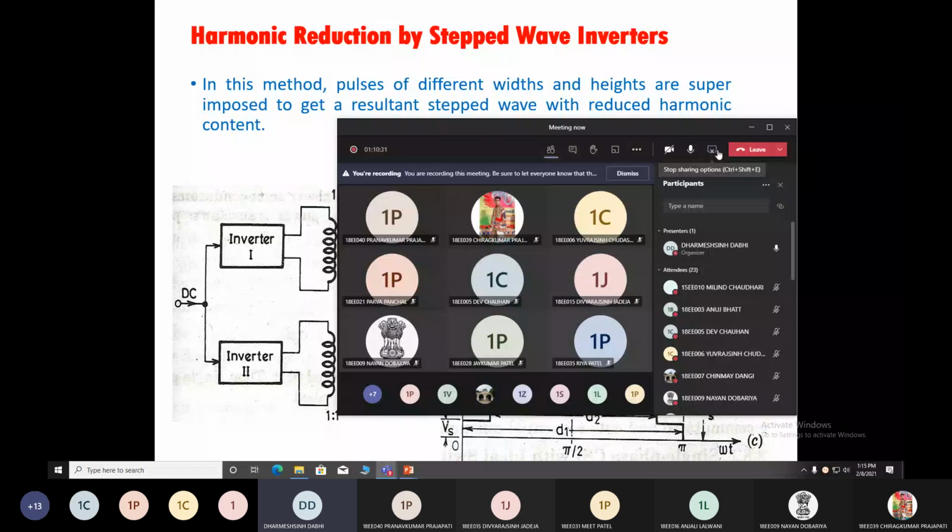Okay. So here I stop this lecture. We will meet tomorrow morning with the new topic, three-phase inverter. So now you can leave this meeting. Thank you for joining the lecture. All of you, please read all these topics which are already completed, because this is a very important chapter from the exam point of view as well as for the learning point of view also.